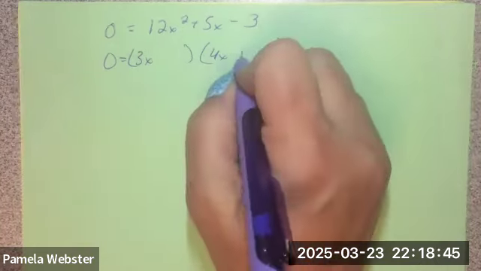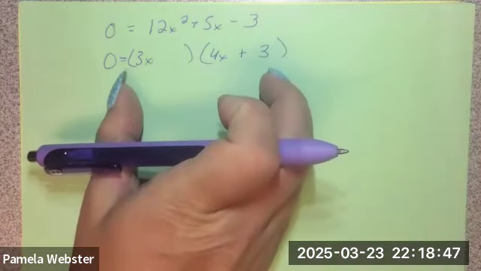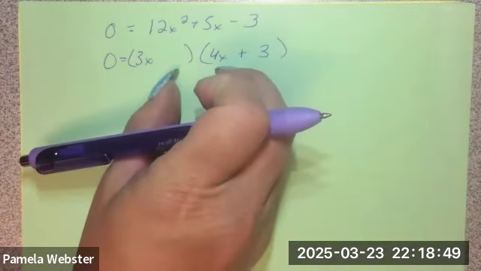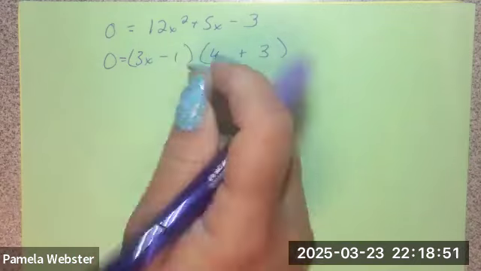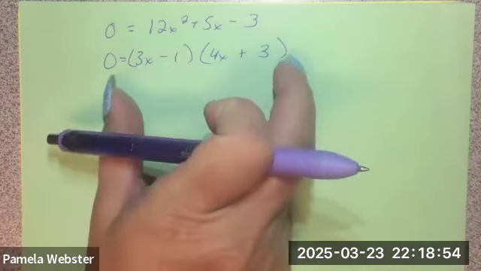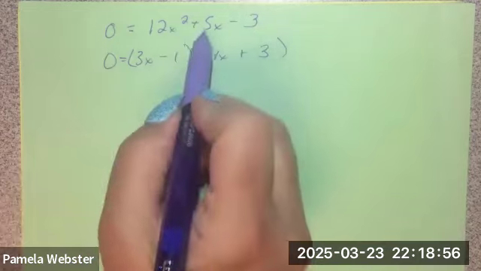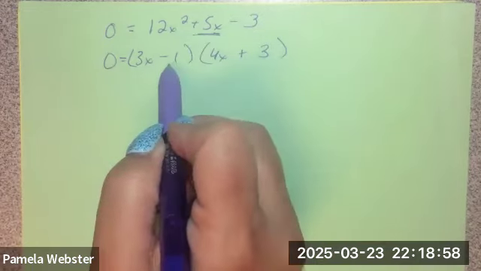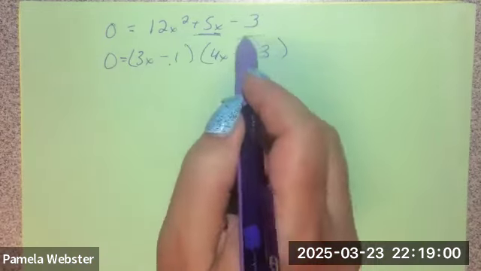Yeah. So I'm going to put a plus 3 here. That'll give me plus 9. And a minus 1 here. That'll give me minus 4. Plus 9 minus 4 gives me the -5. And negative times a positive gives me the -3.